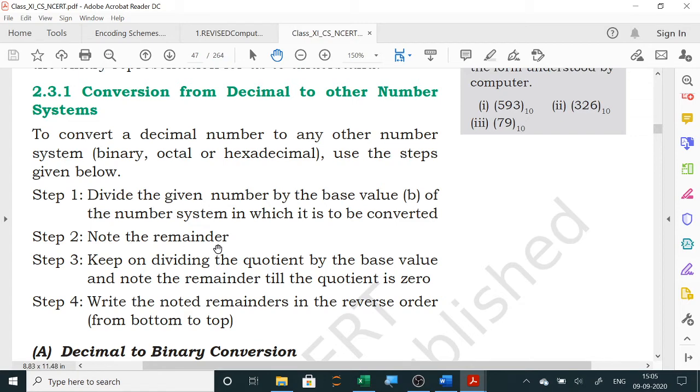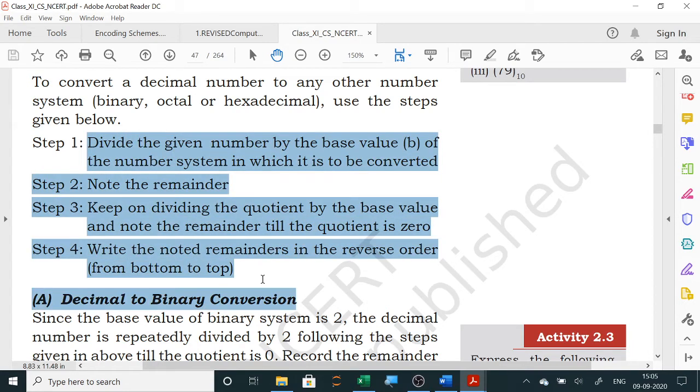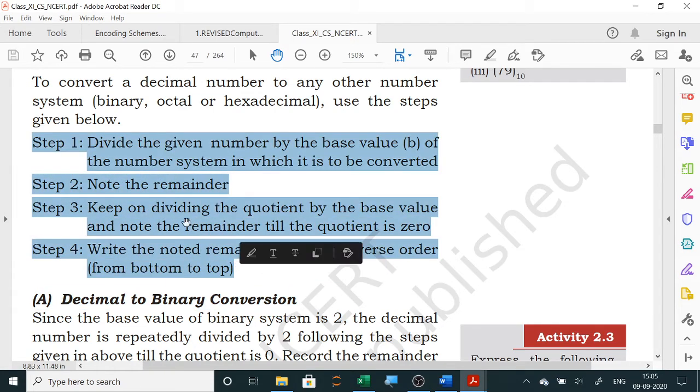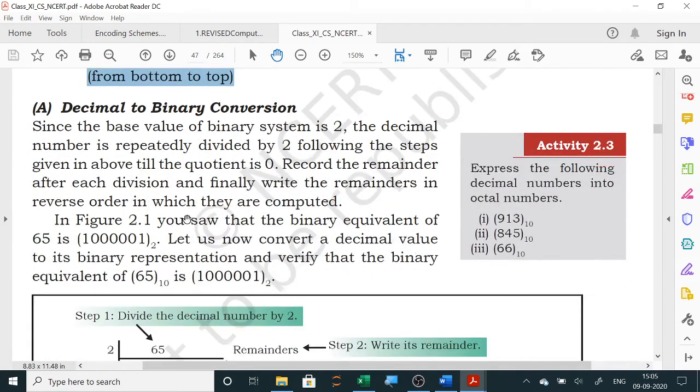Now we note down all the remainders. Keep on dividing the quotient by the base value and note the remainder till the quotient is 0. So till your quotient becomes 0, we keep on dividing. Write the noted remainders in reverse order, that is, from bottom to top. These 4 steps are the most important part. With these 4 steps, any decimal number can be converted into any other number system.